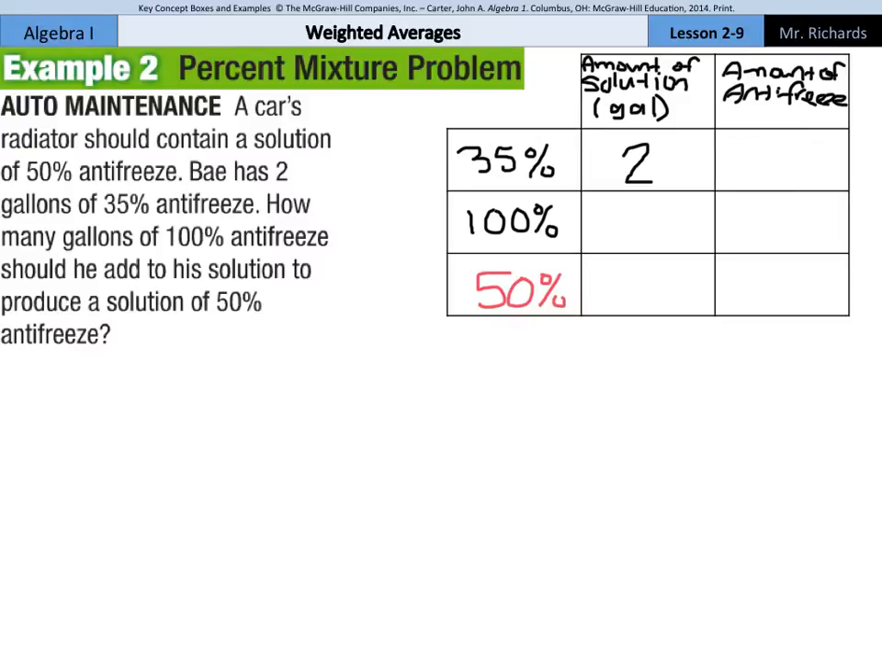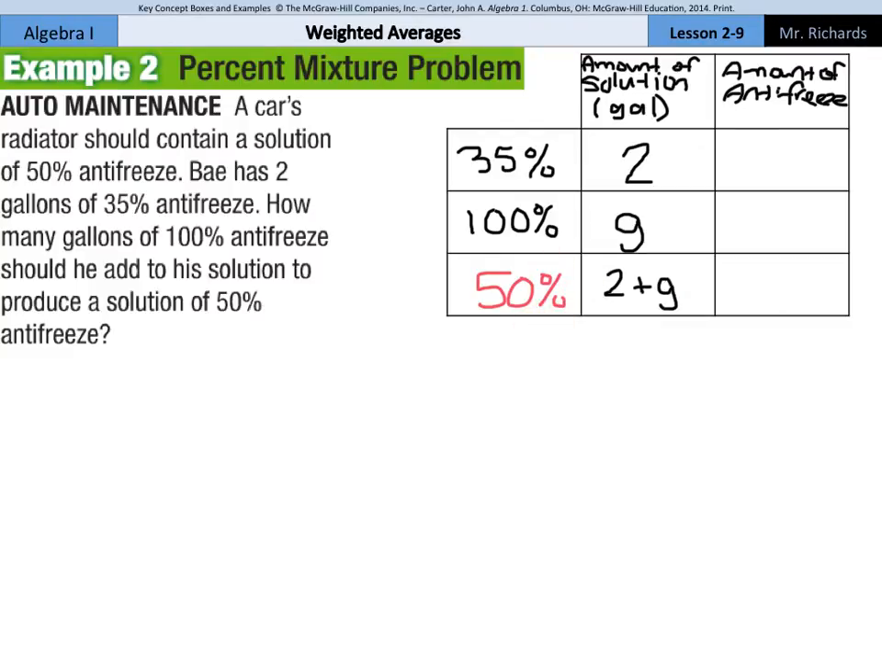We do not know how many gallons of 100% solution he needs. So we're going to say that that is just G. Which leaves us then with our 50% solution being simply 2 plus G. Because I'm going to mix the 35% with 2 gallons, the 100%, that's G gallons, to get 2 plus G of 50%.